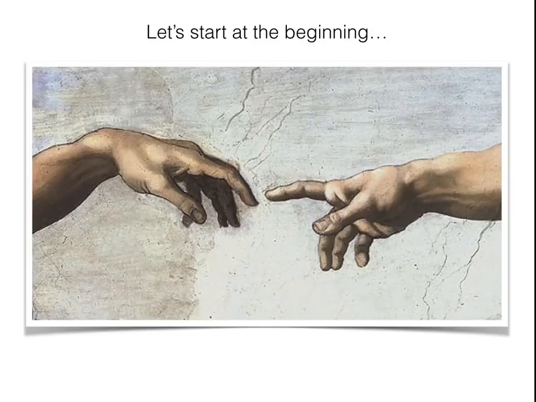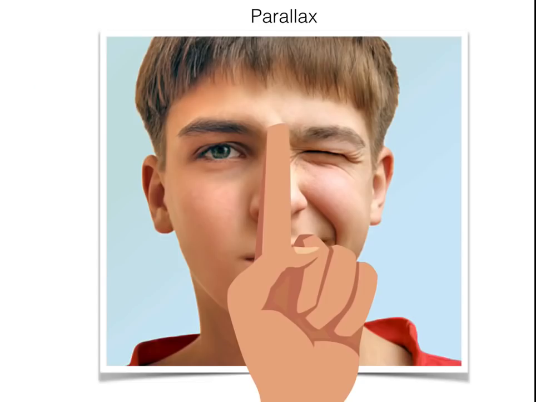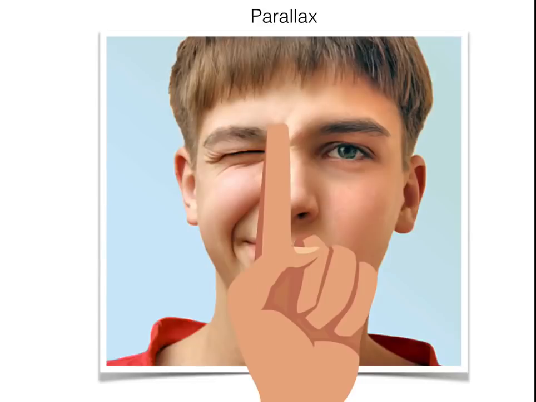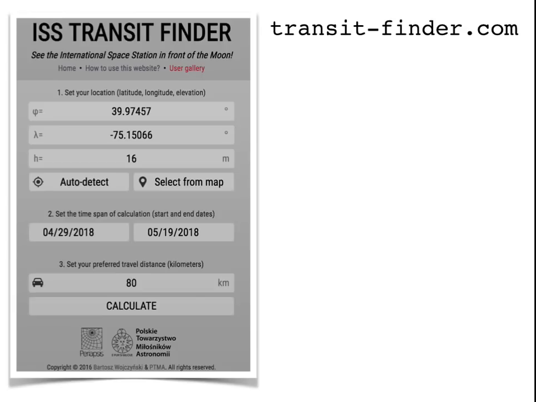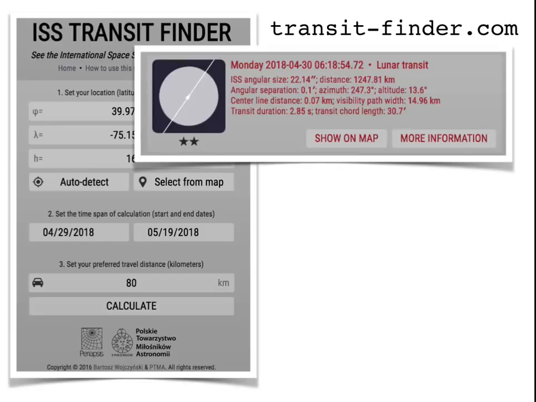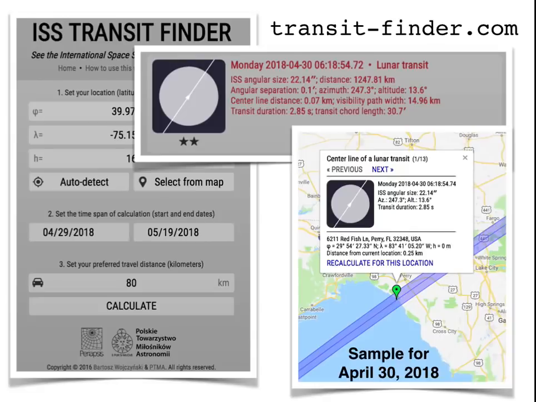For those people in the audience who don't know, Red's rhetoric proposed using parallax, like closing one eye, then closing the other eye, so you see something shift against a background, to observe the ISS transiting the moon, using a website called transitfinder.com. It'll give you data on when the ISS is transiting the moon or the sun, and stick it on a map.